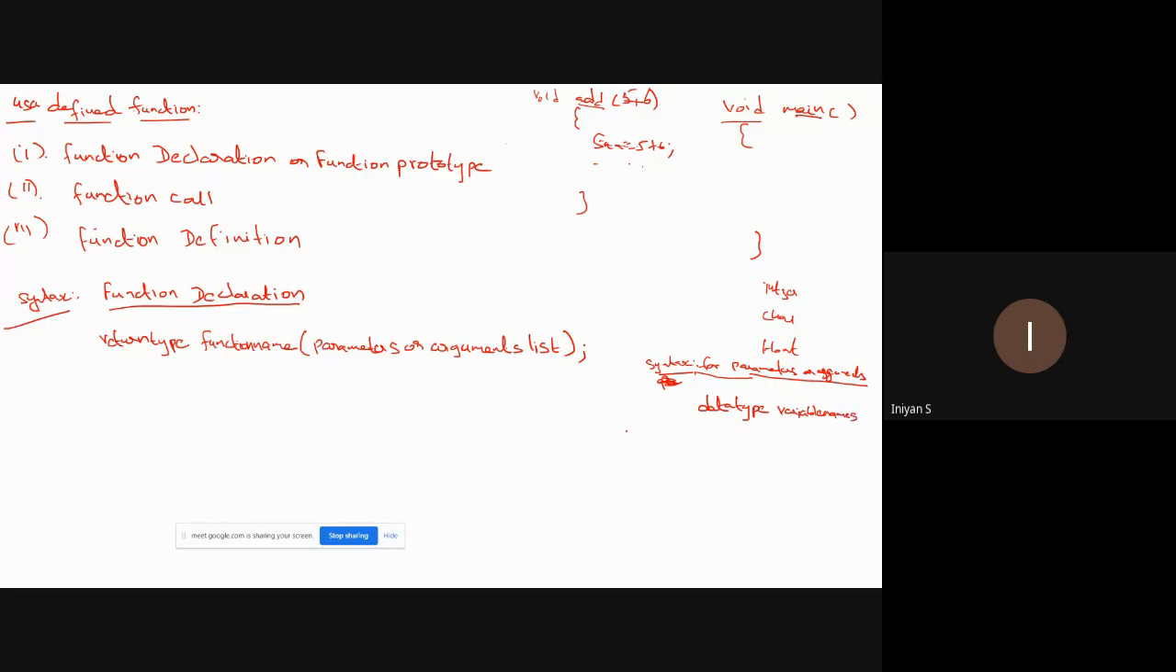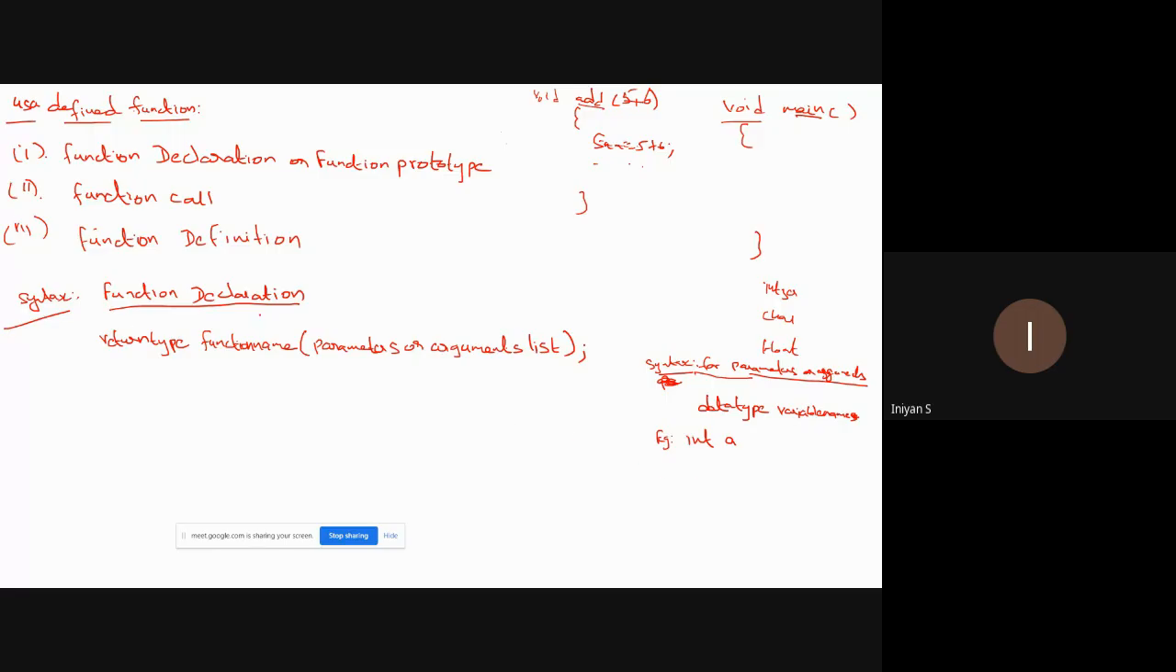Shall I write it as an example here? So int, what is this? Variable name. Suppose you are going to pass two integer variables, for example, here I'm telling int a, like that. So the variable name you have to give.